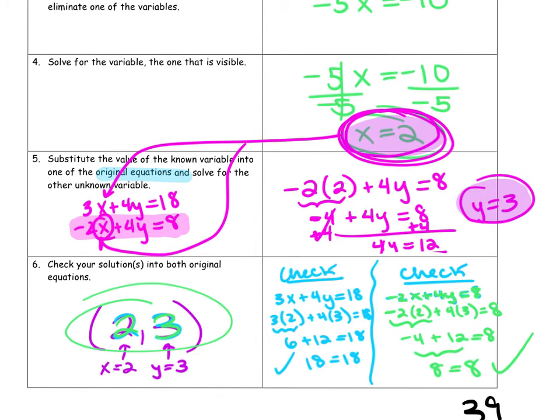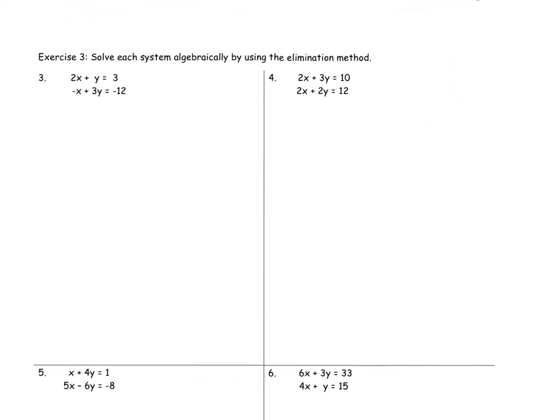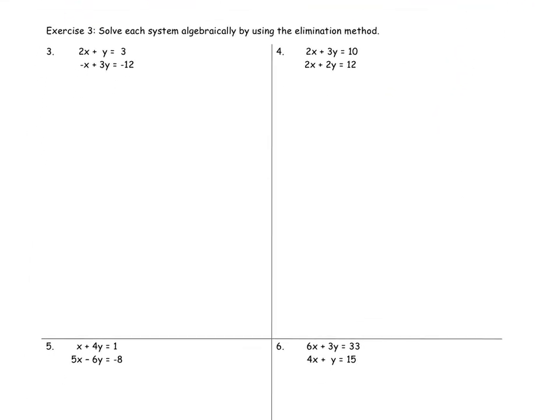Okay, let's move on. Let's flip it on over to page 40. Now we're going to start to take a look at some more challenging problems now that we've gotten into the rhythm of how to solve a system of equations using elimination. Okay, so let's take a look at exercise 3 together. Again, the whole objective is to eliminate one of the variables, elimination method.